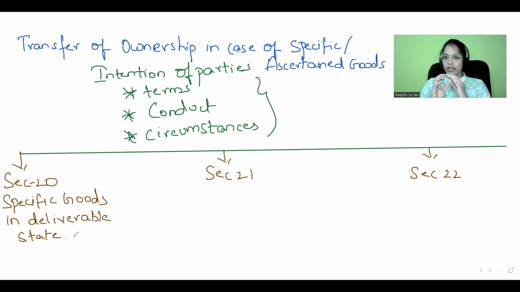Now, what happens? It should be in a deliverable state. That is nothing but it should not be damaged, and it should be something that you can deliver to the other person. It should be in that manner, packed and everything. It should be done. What should be done to that particular good? Am I correct? So specific goods which are in deliverable state only can be transferred to the other person, and the other person can become the owner of that good.